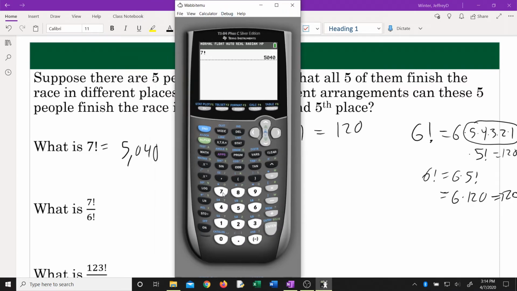Now, of course, I can go ahead and take 7 factorial and divide it by 6 factorial. Sometimes you may need parentheses around this bottom part. I'll just do that here just to be safe.